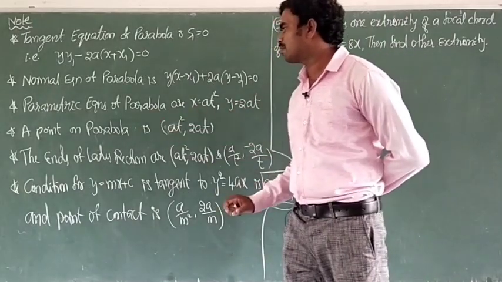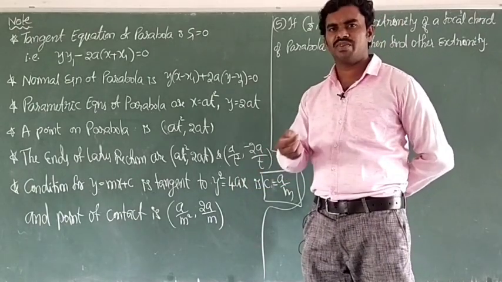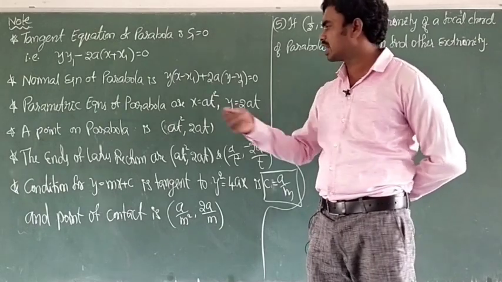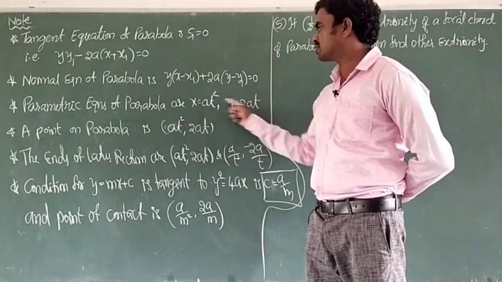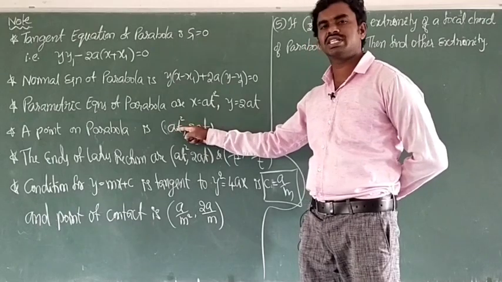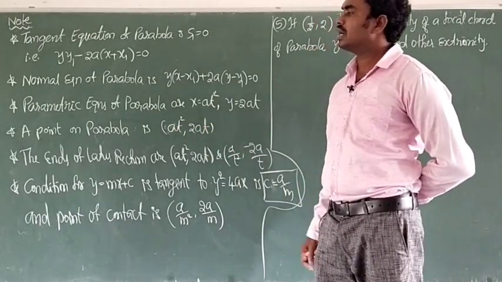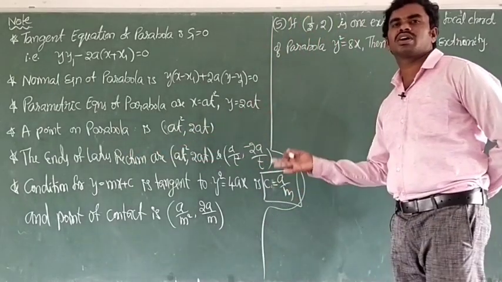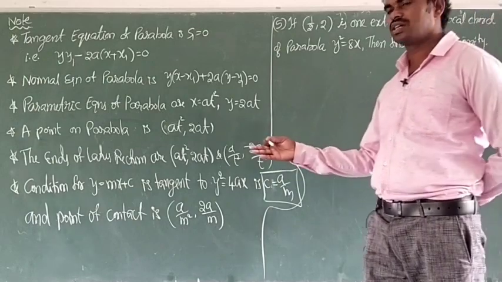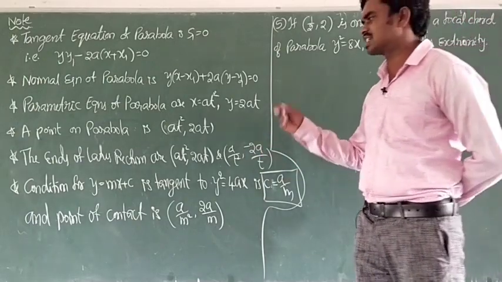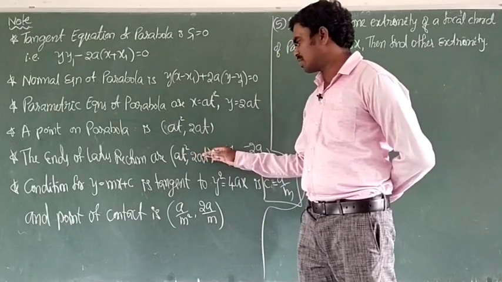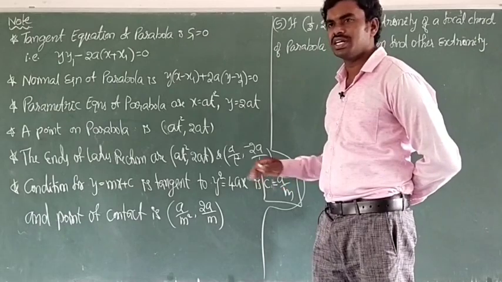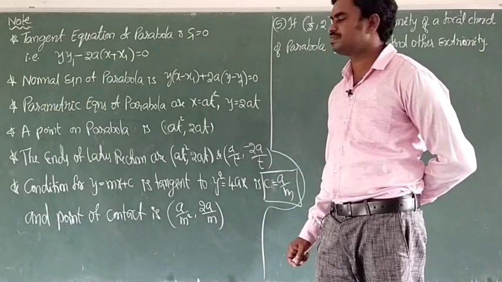Next, a point on parabola: whenever we need to take a point on parabola, we generally take these parametric equations, that is at square comma 2at. The ends of a latus rectum, ends of a focal chord, ends of a chord, ends nothing but extremities, edges, are at square comma 2at and a by t square comma minus 2a by t. This is also a very helpful formula in 2 marks questions.